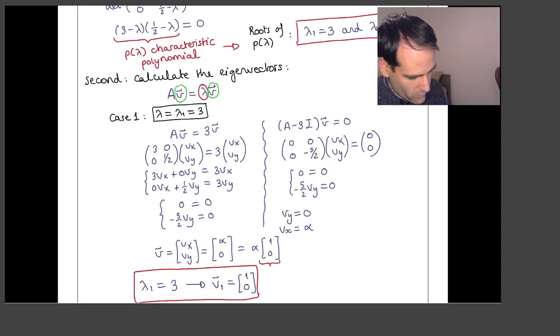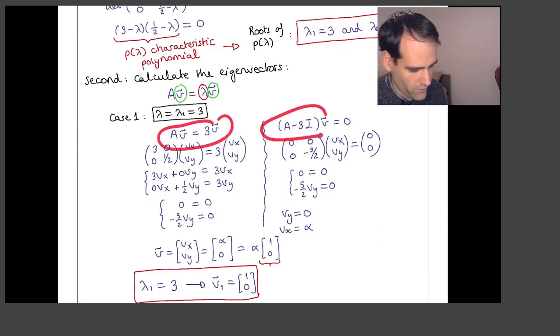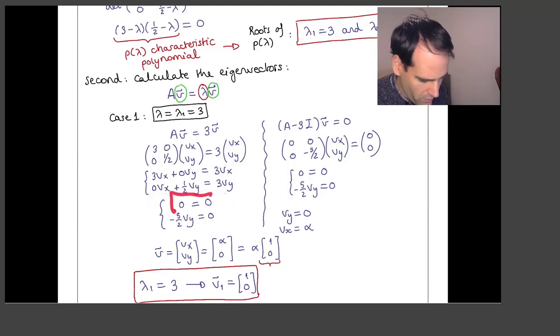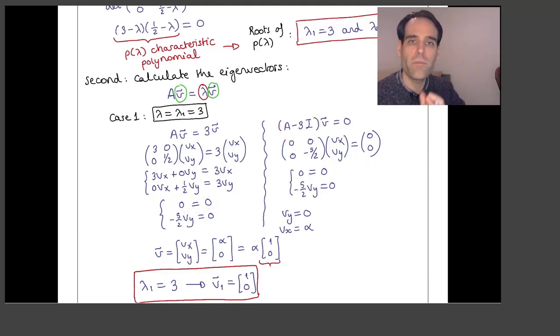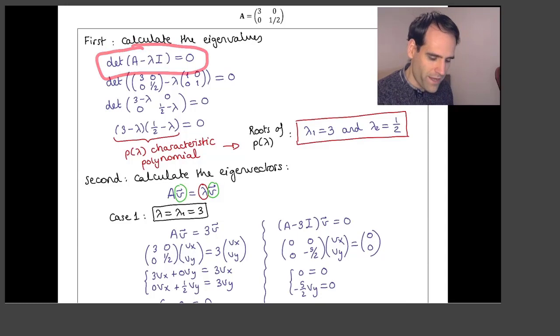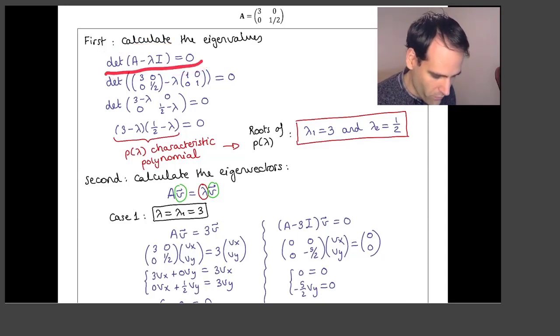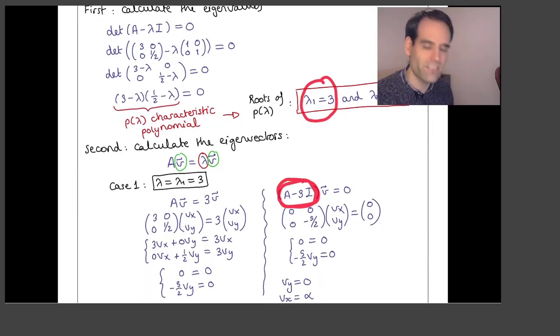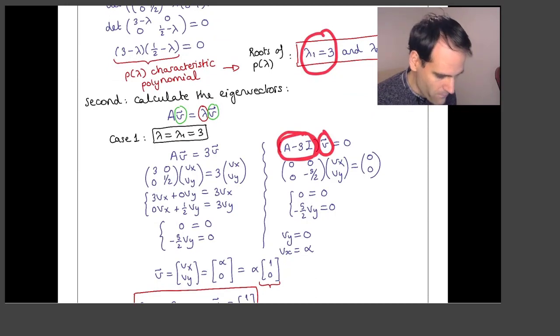Now, the fact that when solving this system of equations, or this one which is equivalent, we arrived here, in which one of the two equations is 0 equals 0 and brings no information, is not a coincidence. The reason is that for the matrix A minus 3I, the determinant is equal to 0. How do we know it? Because we designed it that way. By asking this determinant to be 0, we found that one of the solutions was lambda equals 3. Therefore, when lambda equals 3, the determinant of this matrix must be 0, and that is why V has infinite solutions.